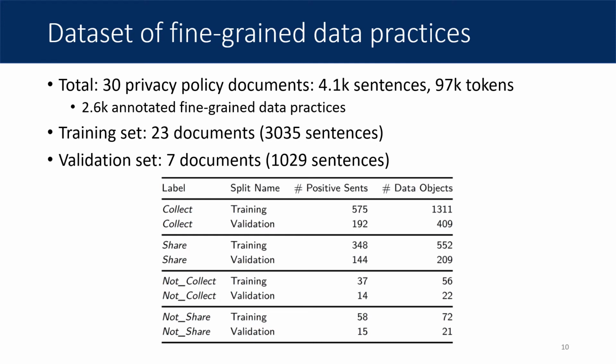We then split the whole dataset into training and validation sets. The training set contains 23 documents, or 3,035 sentences, while the validation set contains 7 documents, or 1,029 sentences.